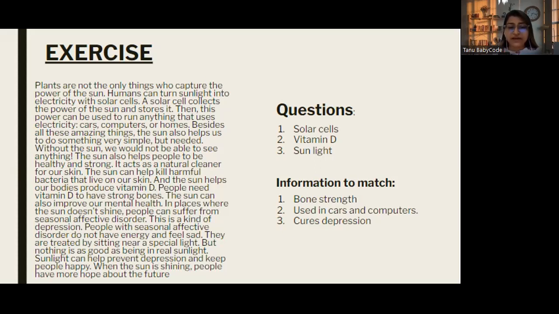Read in the end of the paragraph. People with seasonal affective disorder do not have energy and feel sad. They are treated by sitting near a special light, but nothing is as good as being in real sunlight. Sunlight can help prevent depression and keep people happy. When the sun is shining, people have more hope about the future. So when you have sunlight, you can cure depression and keep people happy.